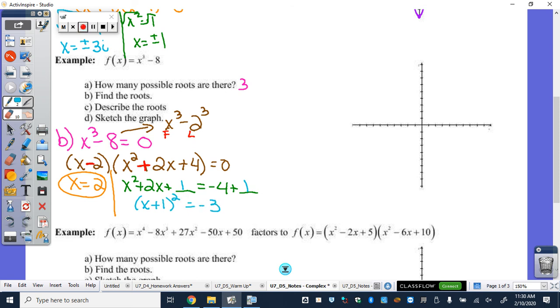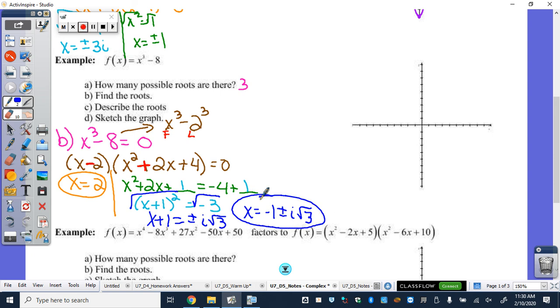So left side over there becomes x plus 1 squared. Negative 4 plus 1 gives us an equals to a negative 3. Square root of both sides, and we get plus or minus i radical 3 on that right side. So that's square root of the negative 3. The negative becomes i. 3 stays under the radical. So then we just subtract our 1 over. So negative 1 plus or minus i radical 3.